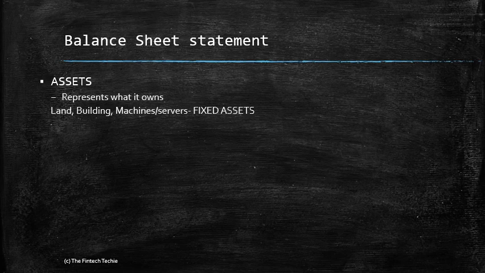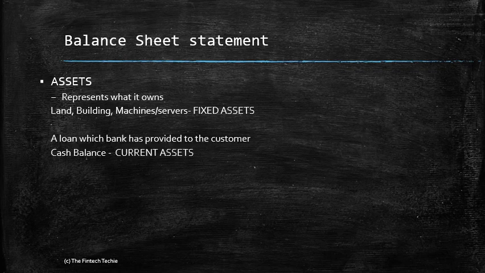So assets represents what it owns, what the organization owns in terms of land, building, or machines. Now these are termed fixed assets because they are immovable and they are fixed. Or in the context of a bank, it is a loan which the bank has provided to the customer. Or it could be simply the cash balance reserves, which are known as the current assets.